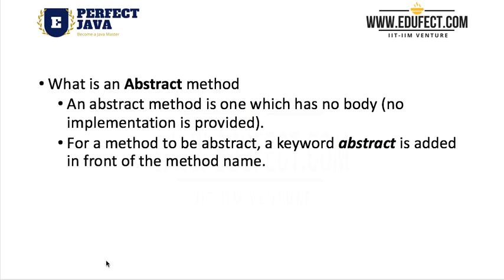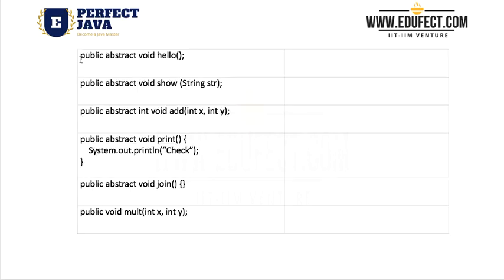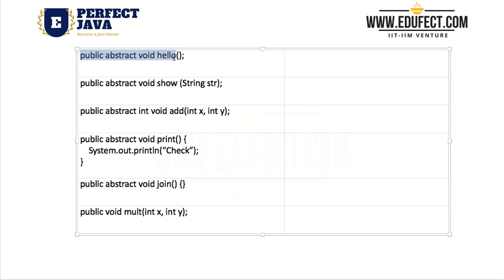Let's look at a few examples. In the first one, we have declared a public abstract void hello. Notice we have put the word abstract here. Second, instead of an implementation here, we have put a semicolon. So this is how we declare an abstract method. So this is an OK method.